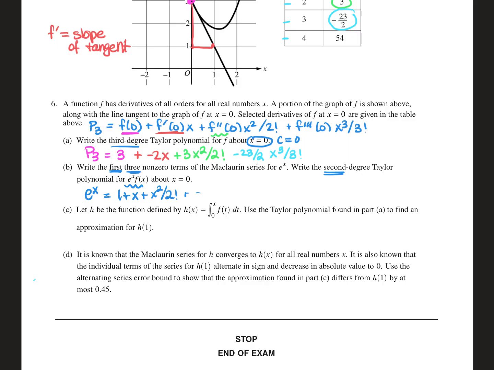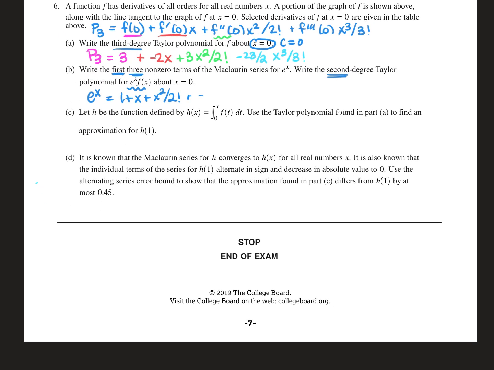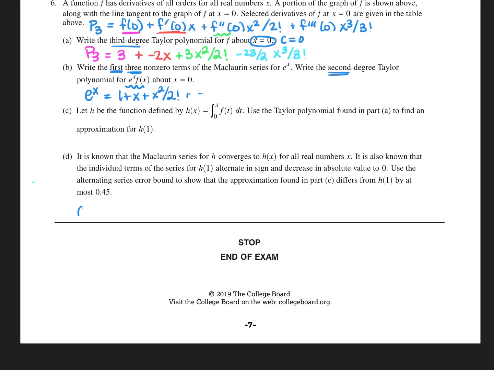Now what they want us to do is multiply these. So I'm just going to write this down here. So I have e to the x. Oops, not e to the x. I meant to write the polynomial for e to the x. So 1 plus x plus x squared over 2 factorial. And then we're going to multiply it by the P3. And they want us to multiply and get the second degree Taylor polynomial.